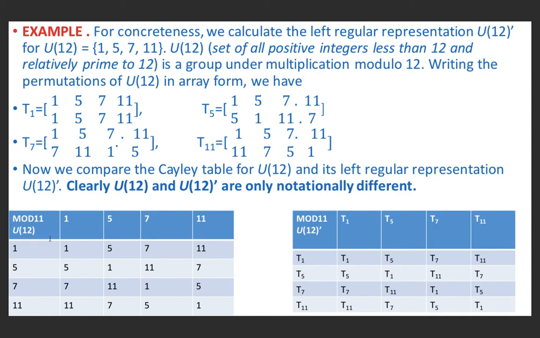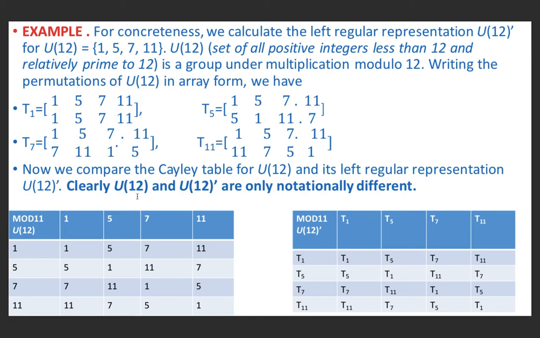If we represent this table in T notation, we can write T1, T5, T7, T11 along the top and the side. In the first row, T1 operated with T1, T5, T7, T11 gives T1, T5, T7, T11. Carrying out the other operations, we get T5, T1, T11, T7, then T7, T11, T1, T5, and then T11, T7, T5 and T1.